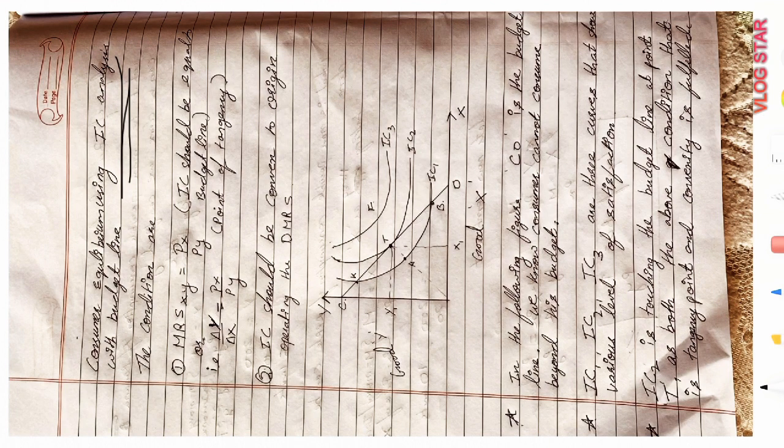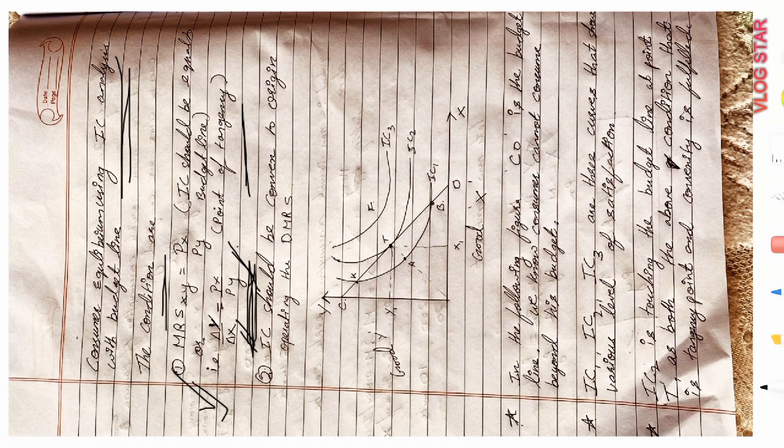So moving forward, let's talk about the conditions which are very much necessary to show the equilibrium. MRS, that is change in Y upon change in X, must be equal to Px upon Py. That's the first condition. That is called the point of tangency. I'll show you what tangency is later on. So the indifference curve should be equal to the budget line.